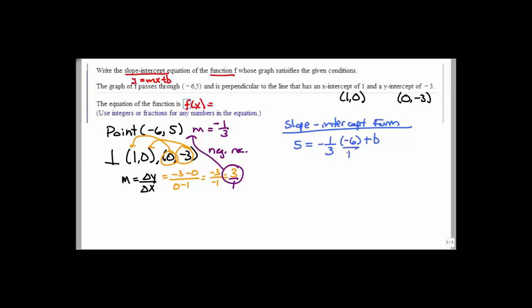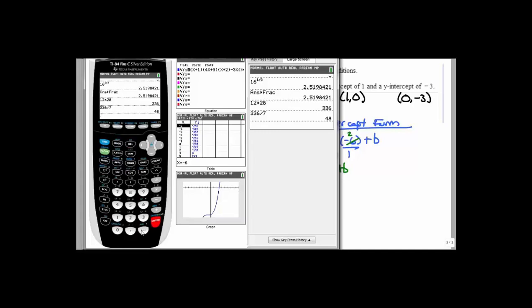Now, whenever I multiply by fractions, I always want to make sure both are in fraction form. So I have 5 equals. A negative times a negative is a positive. 3 goes into 6 twice. So I have 2 plus b. Now, if you're not good with your fractions, negative 1/3 times 6, just pop open your calculator. So we'd start here, and I'd have a negative 1/3 times negative 6. So I get 2.